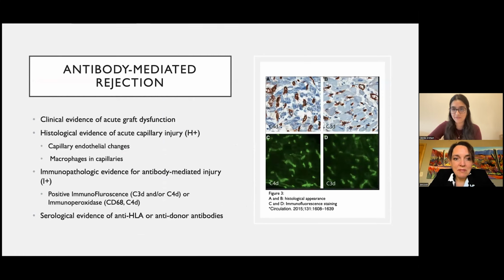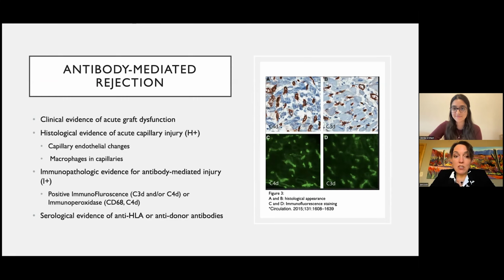One would be the clinical evidence of graft dysfunction. We look at histological evidence of acute capillary injury, which can be endothelial changes or macrophages that are present there. And then another aspect in antibody-mediated rejection is immunopathological evidence of injury, which is immunofluorescence staining or immunoperoxidases. And then the 4th thing is serological evidence of anti-HLA or anti-donor antibodies, which are used to detect antibody-mediated rejection.